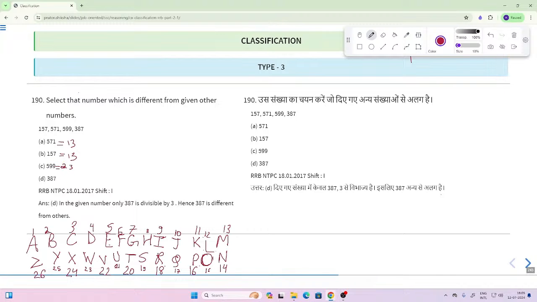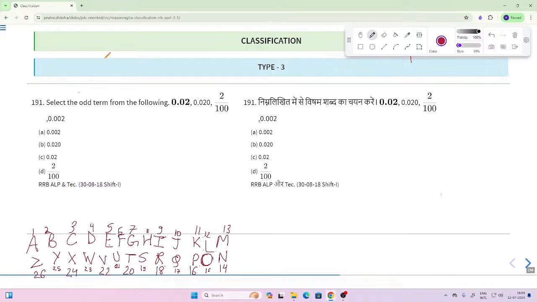And this is equal to 15, 16, 18. So this is the only one which is divisible by 3, but the rest all failed the divisibility test of 3. So we have the answer: D is the odd one out.